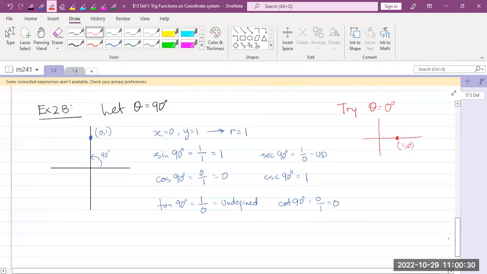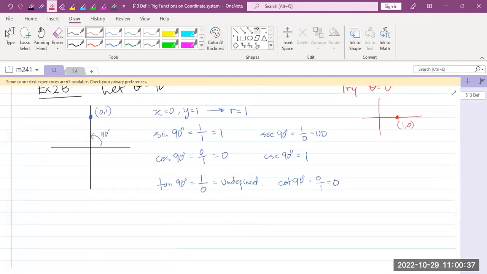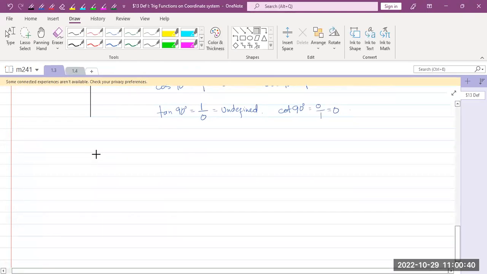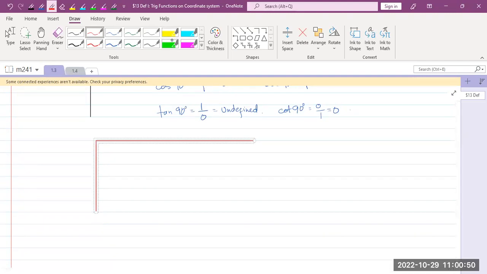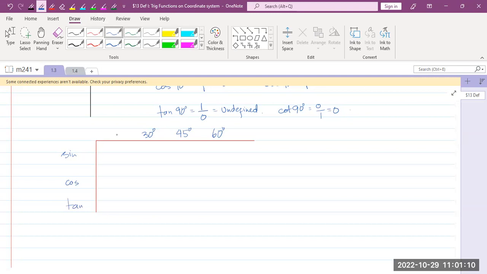of 0 degrees. Once you're done with this example 2b, we can update our list of the special trig values for special angles. Now, instead of only 30 degrees, 45 degrees, 60 degrees that we had earlier for sine, cosine, and tangent, we can add 0 degrees and 90 degrees. We already have the 30 degrees one.